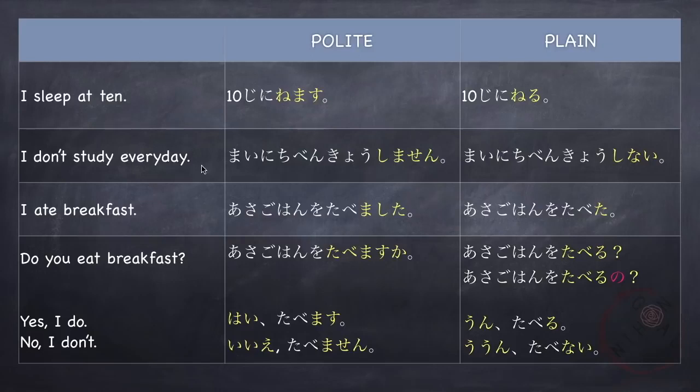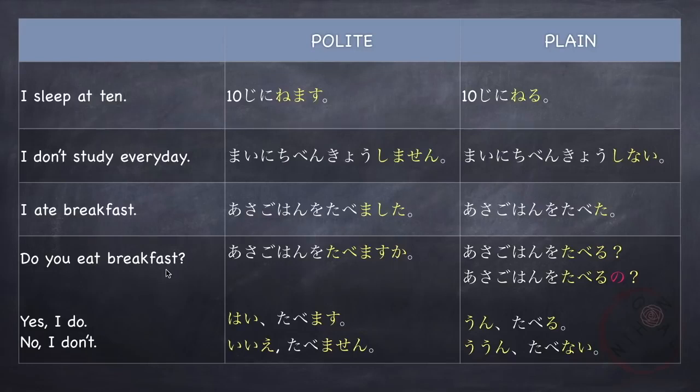I don't study every day. So this is a negative present statement. 毎日勉強しません. In plain form, 毎日勉強しない. Here we use the nai form of the verb. I ate breakfast. Here we have a positive past statement. 朝ごはんを食べました。In plain form, 朝ごはんを食べた。So we use the ta form of the verb.